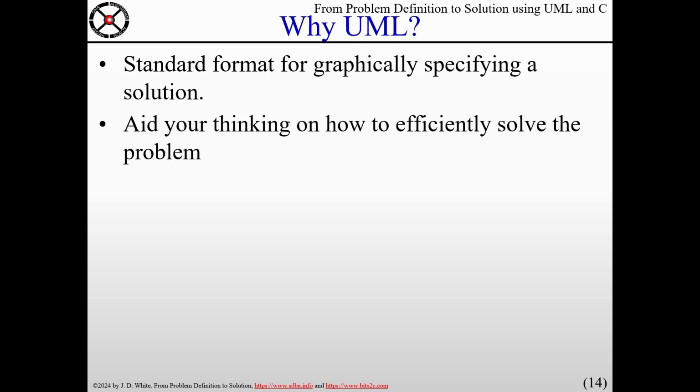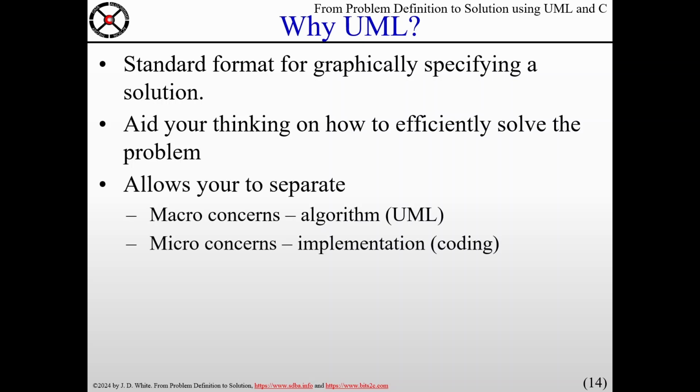And by using UML, you'll be able to aid your thinking in how to efficiently solve a problem. Because you're concentrating on how to solve the problem and the steps you need to take, not how to write a C program or a Python program. You are concentrating on how to efficiently solve a problem. It allows you to separate macro concerns, that's your algorithm in the UML, and the micro concerns, how you implement it, that's C coding. Okay?